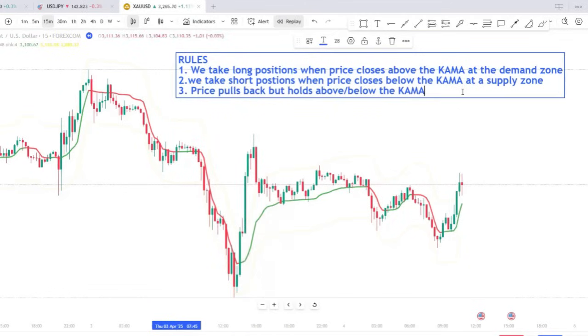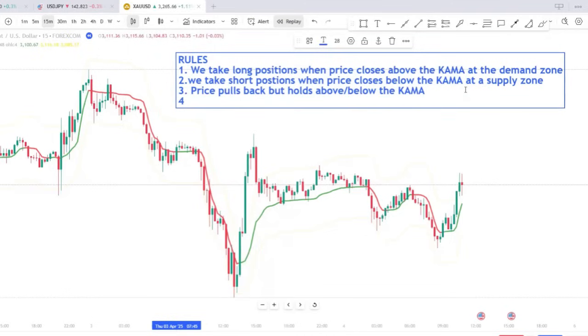Now, one of the key things we also focus on is drawing our supply and demand zones. So always remember that, right? Highlight supply and demand zones using the rectangle tool.